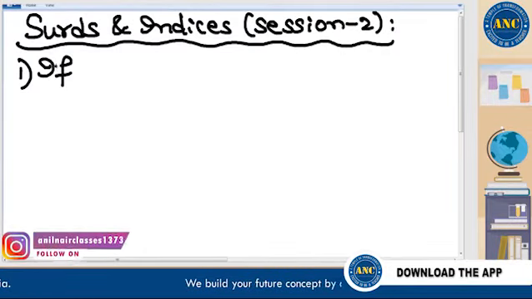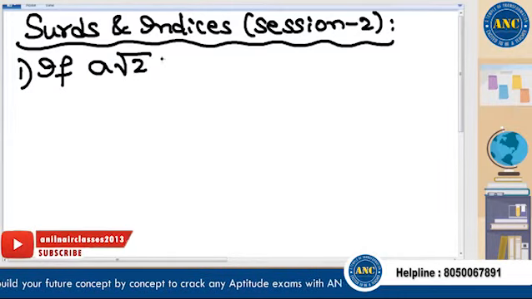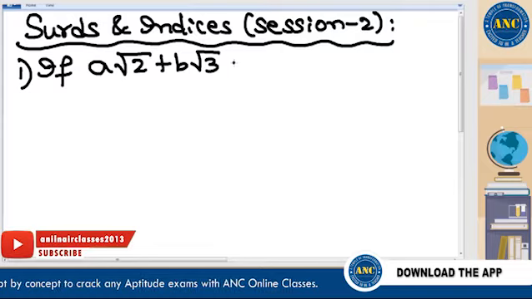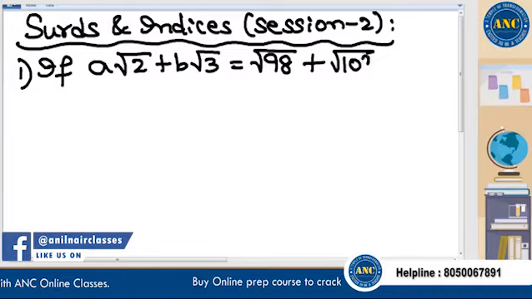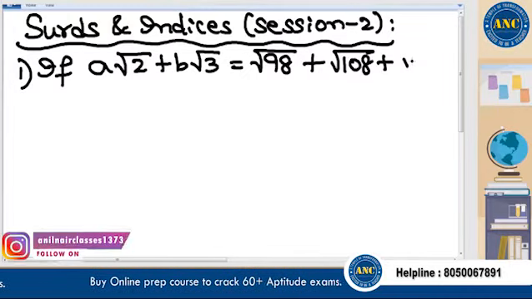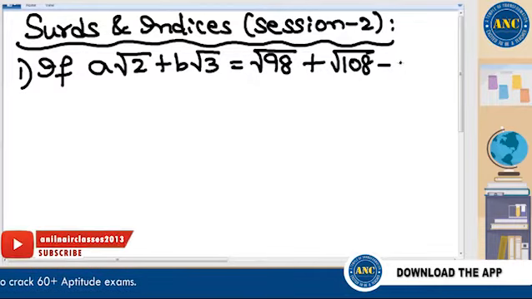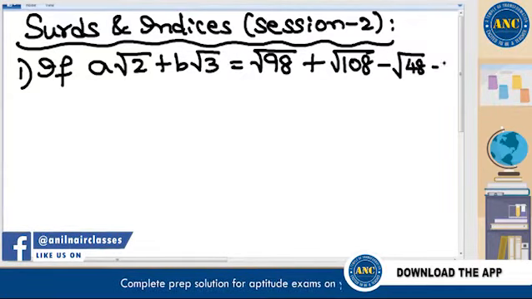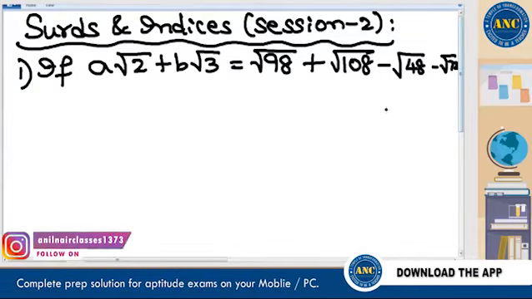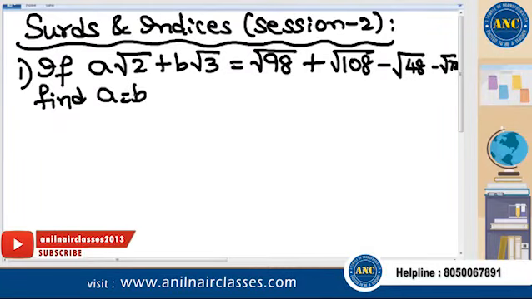Once again, I will start with an easy question and slowly scale up the level. Suppose your question is: if a root 2 plus b root 3 is equal to root of 98 plus root of 108 minus root of 48 minus root of 72, find the values of a and b.